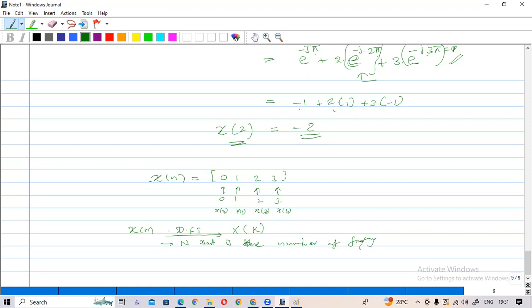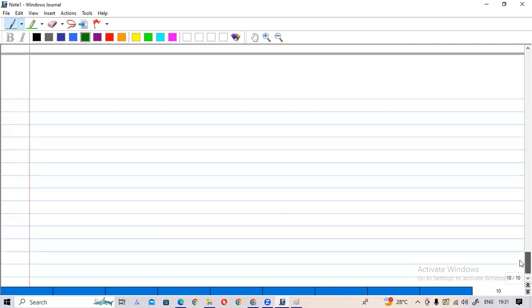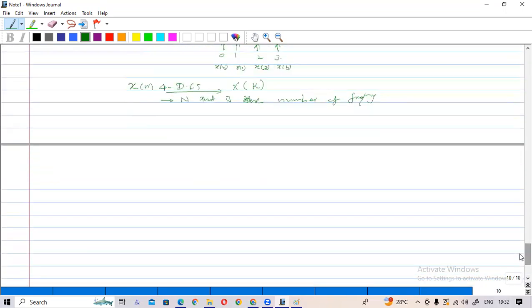Now we are asked to find the 4-point DFT. That means we have to find only 4 samples of this X(k). That means we have to find the samples from 0 to N minus 1. The k should be from 0, 1, 2, up to N minus 1, and N minus 1 is 3, so we go up to 3. Here you can see that we have 4 samples. That is why we are asked to find the 4-point DFT.